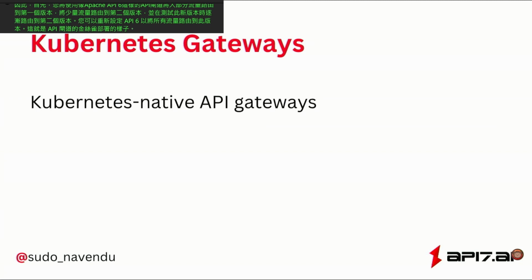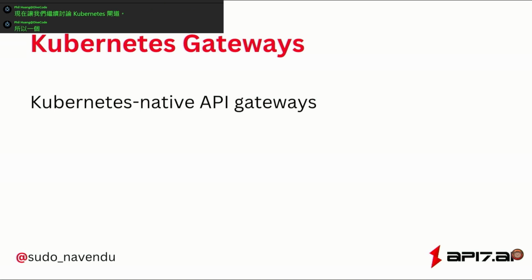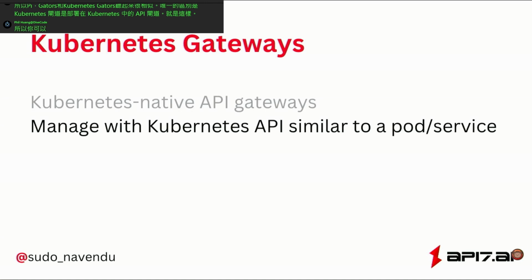So let's move on to Kubernetes gateways. API gateways and Kubernetes gateways sound similar. The only difference is that Kubernetes gateways are API gateways which are deployed in Kubernetes. That's it. So you can use the Kubernetes API to configure these API gateways. You deploy an API gateway in Kubernetes and you use kubectl commands, like you configure a pod or a service, and you use that to configure the API gateway. That's the only difference here.